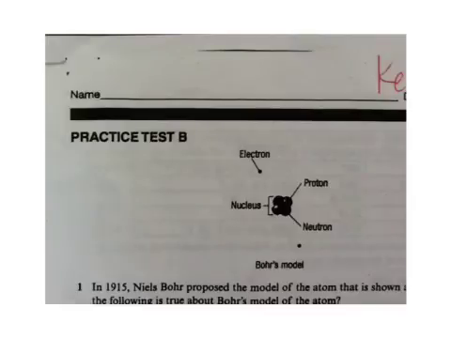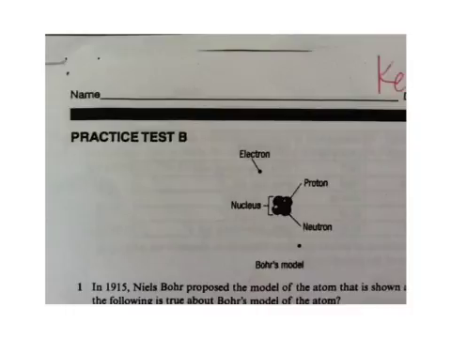Number 1. In 1950, Niels Bohr proposed the model of the atom that is shown above. Which of the following is true about Bohr's model of the atom? A. The electrons are located throughout the positively charged material. B. The electrons travel in definite paths around a positively charged nucleus.